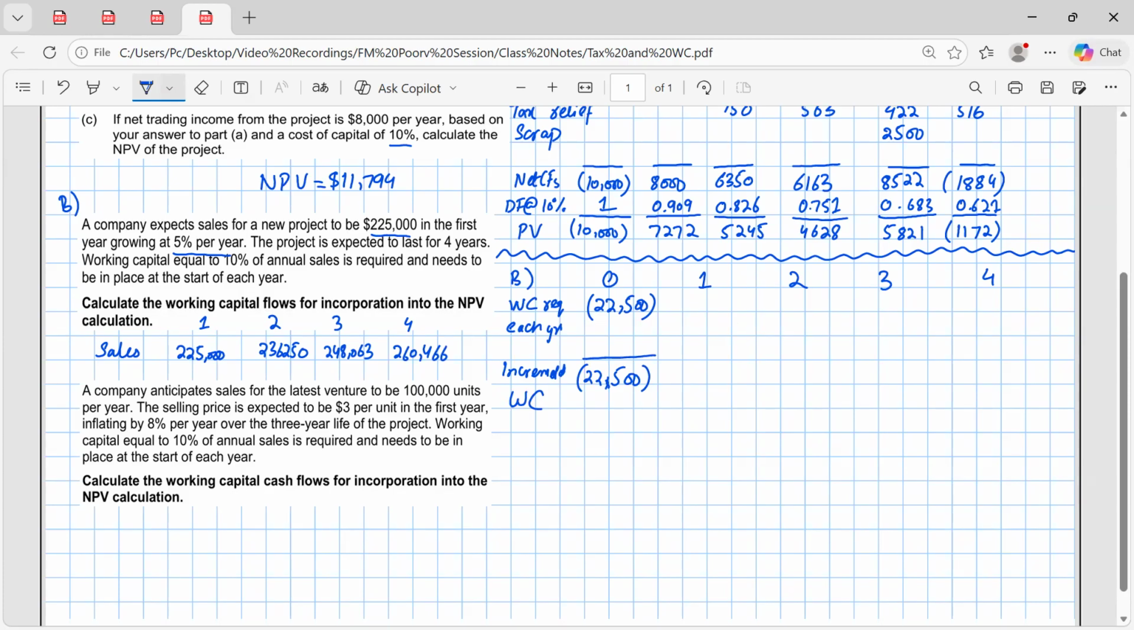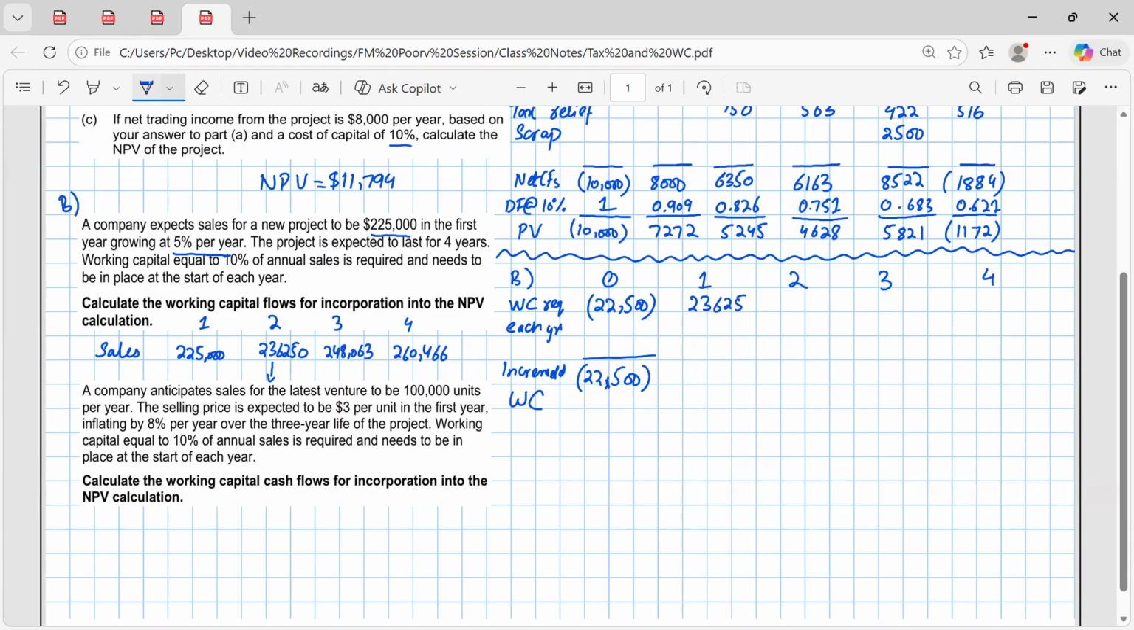How much will you invest in working capital for year one? The amount that you will invest in year one is to support the operations of year two. So it means that 10% of the sales of year two is the amount that you need to put in the working capital. So that is what you are going to put in year one. So how much will it be? 23,625.